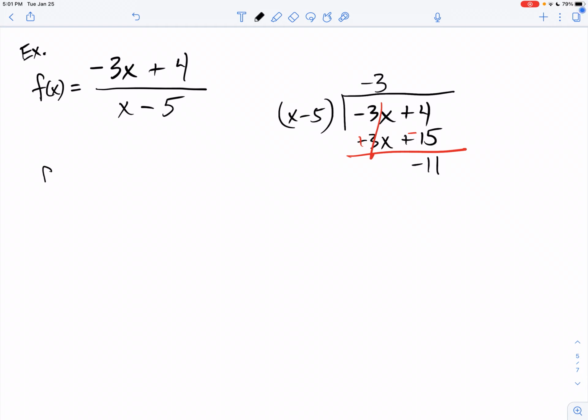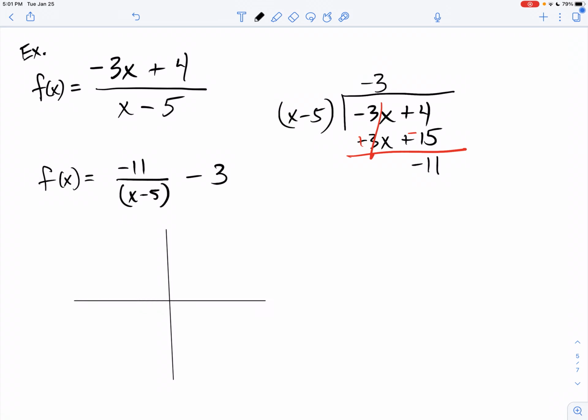So my new function, after I've rewritten it in HK form, looks like this. -11 over x minus 5 minus 3. So now I'm going to say, hey, if I wanted to know the domain and range of this, it sure would be nice if I had a graph to compare it to. So I'm going to just quickly sketch this graph that has a vertical asymptote at 5. It has a horizontal asymptote at -3.